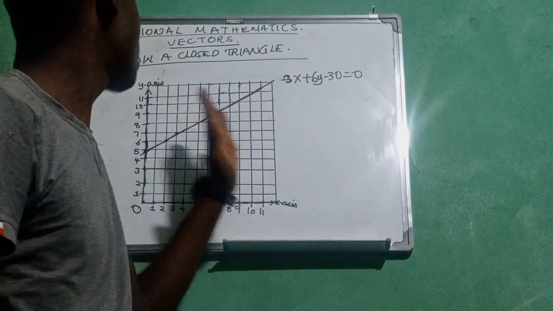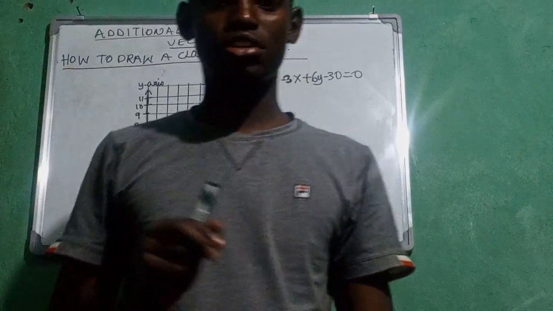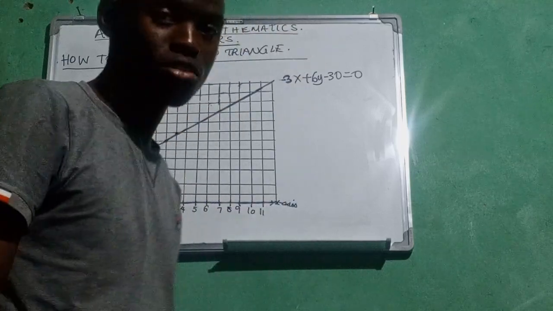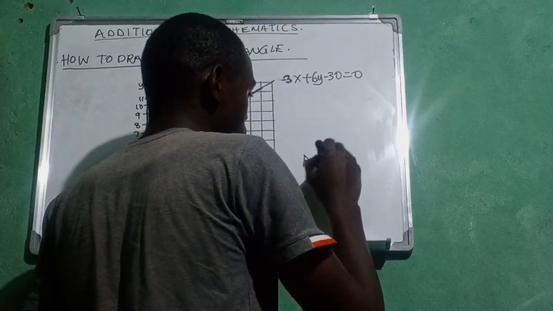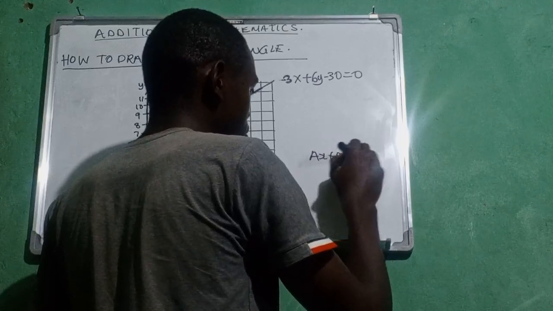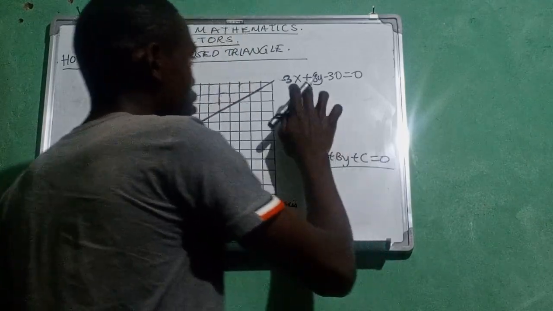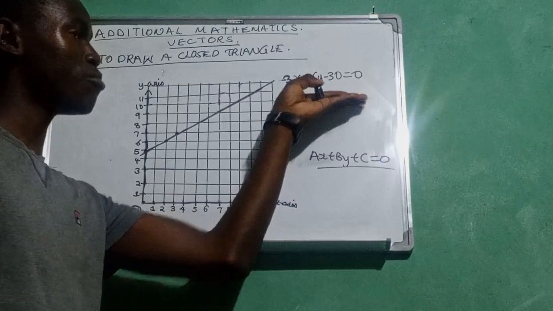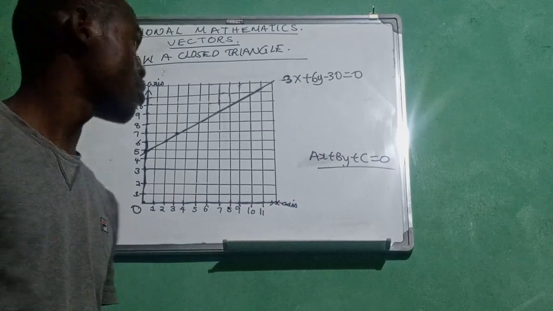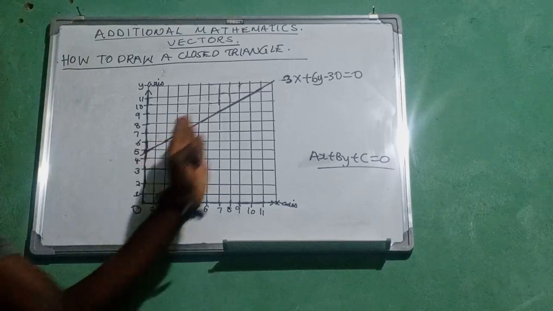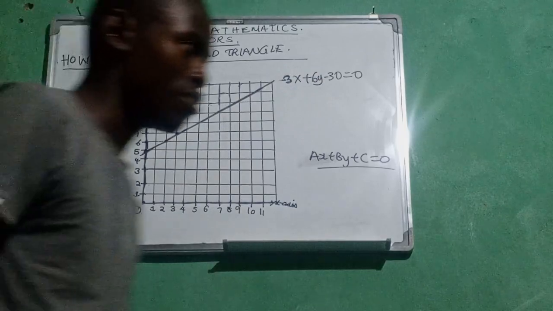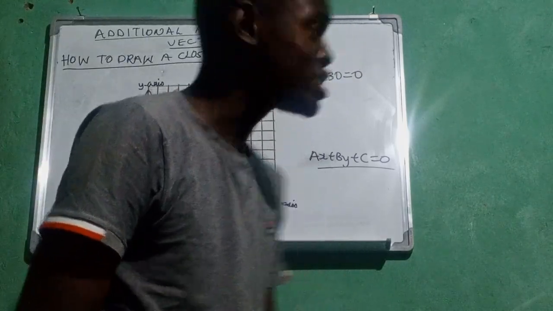We are continuing on vectors. Now this is just a subtopic, which is how to draw a closed triangle. You may be given a scalar equation in the form ax plus by plus c is equal to 0, and then you are asked to draw a closed triangle. So this line represents this scalar equation right there. Now in the exam, it's not like you will find this line already drawn for you.